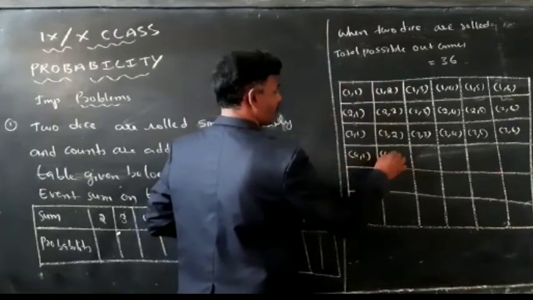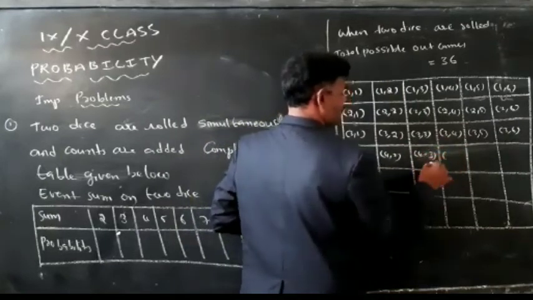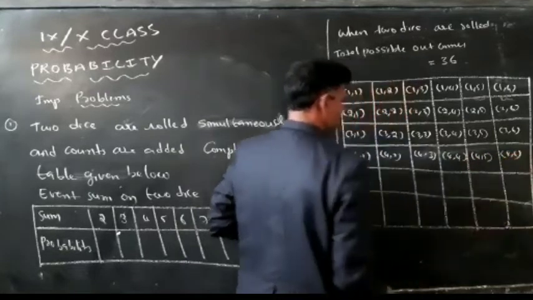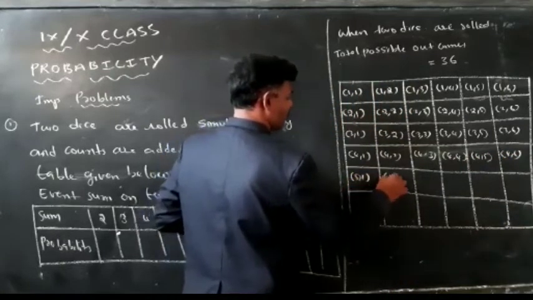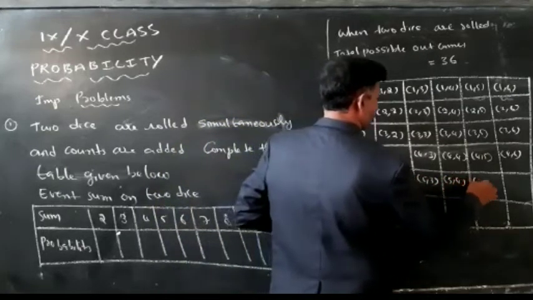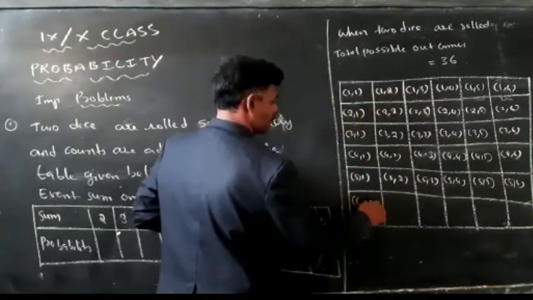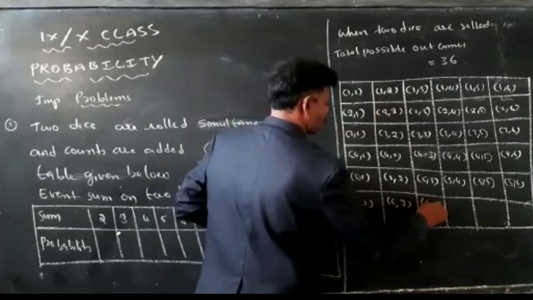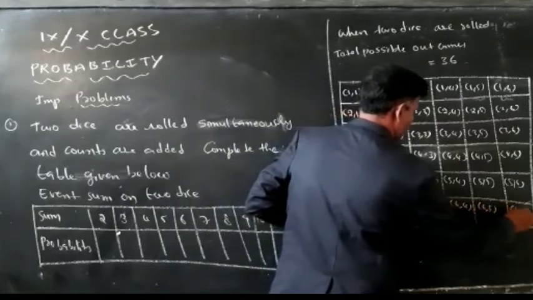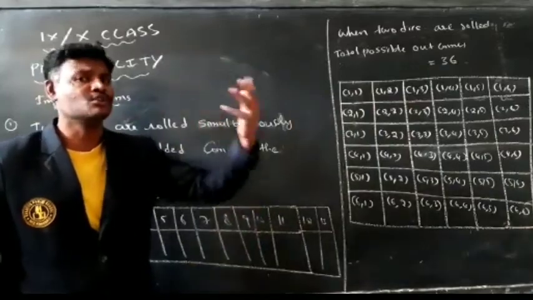Next 4,1, 4,2, 4,3, 4,4, 4,5 and 4,6. Next 5,1, 5,2, 5,3, 5,4, 5,5 and 5,6. Next 6,1, 6,2, 6,3, 6,4, 6,5 and 6,6. So there are 36 possible outcomes when two dice are rolled.